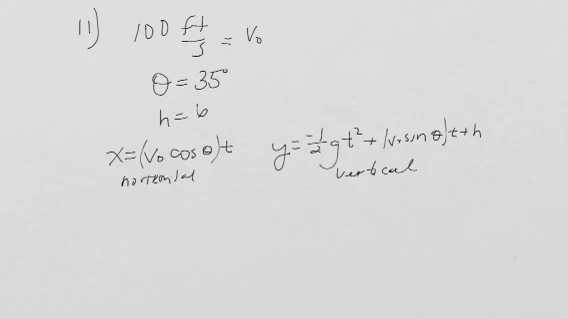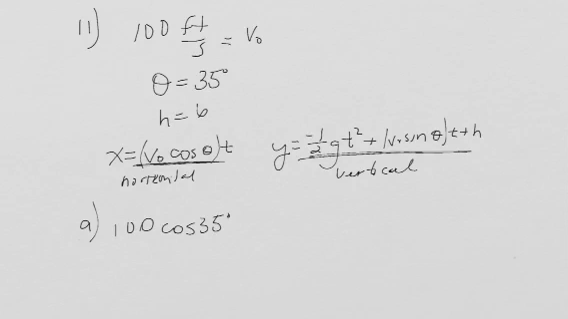The first thing we're asked to do, in A, is to find the parametric equations that describe the position of the ball as a function of time. We already really have these as functions of time. We just need to simplify them. So for x, I can plug in 100 for my initial velocity, cosine of 35 degrees times t. If I plug that into my calculator, I get 81.9t is equal to x.